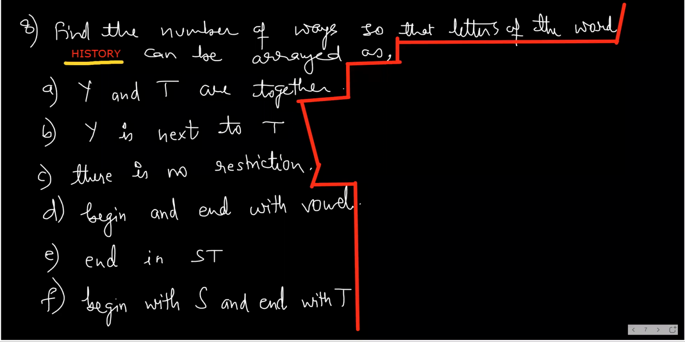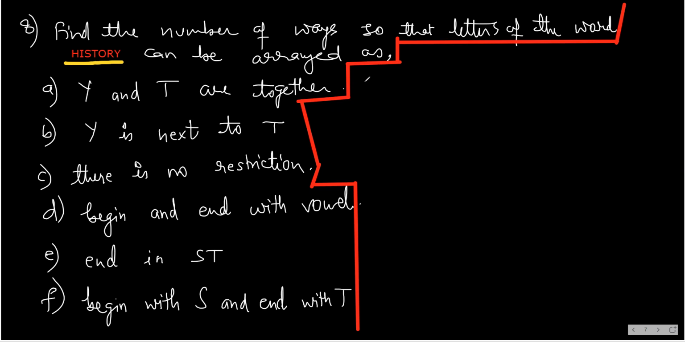Friends, here we have a fantastic question on your screen. The question is: find the number of ways the letters of the word HISTORY can be arranged so that Y and T are together, Y next to T; there is no restriction on the arrangement of the letters of the word HISTORY; the arrangements begin and end with a vowel; the arrangements end in ST, that is, letters S and T always come at the end; and the arrangement begins with S and ends with T.